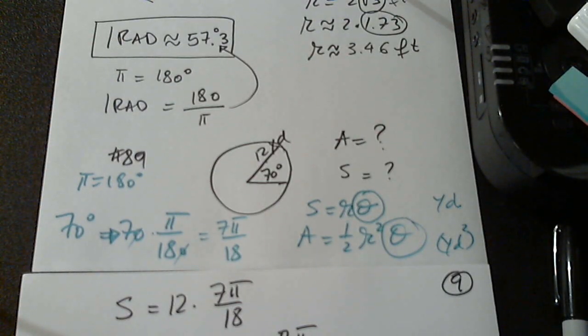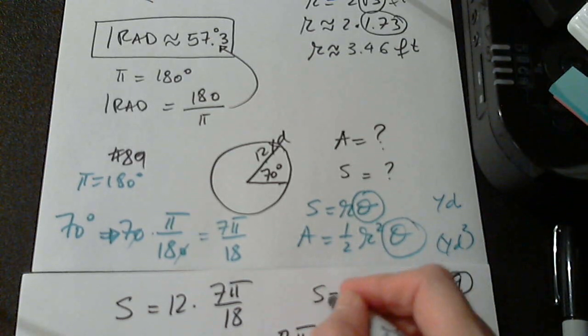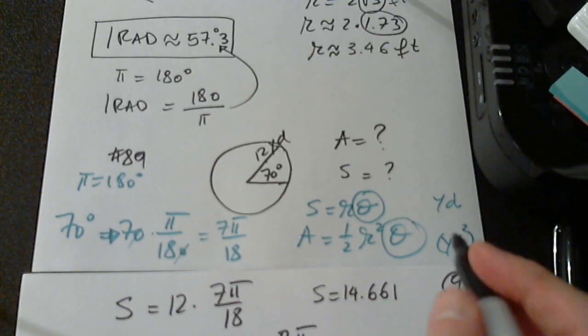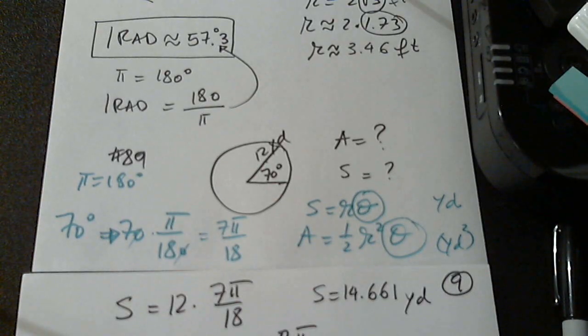So we have 12, and we have times 7 times pi. Here is pi right here. With the second feature, the second key, and pi. And we divide by 18. They want 3 decimal places. Okay, so then S equals 14.661 because they want 3 decimal places, yards. 3 decimal places, 1, 2, 3. But because this 4th digit is 5 or more, I have to increase the 0 to 1.